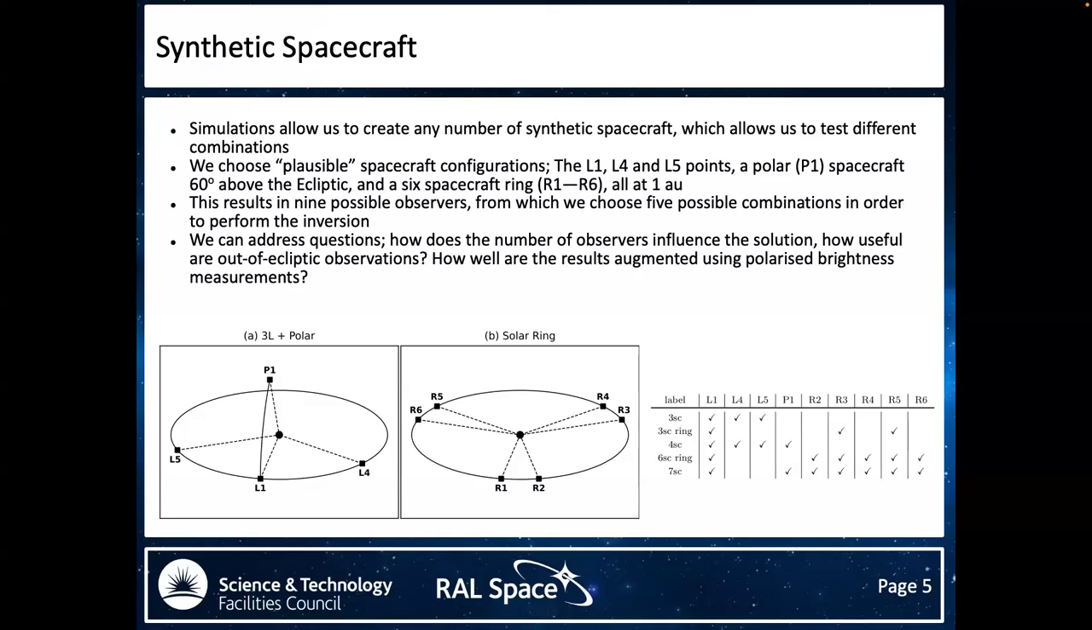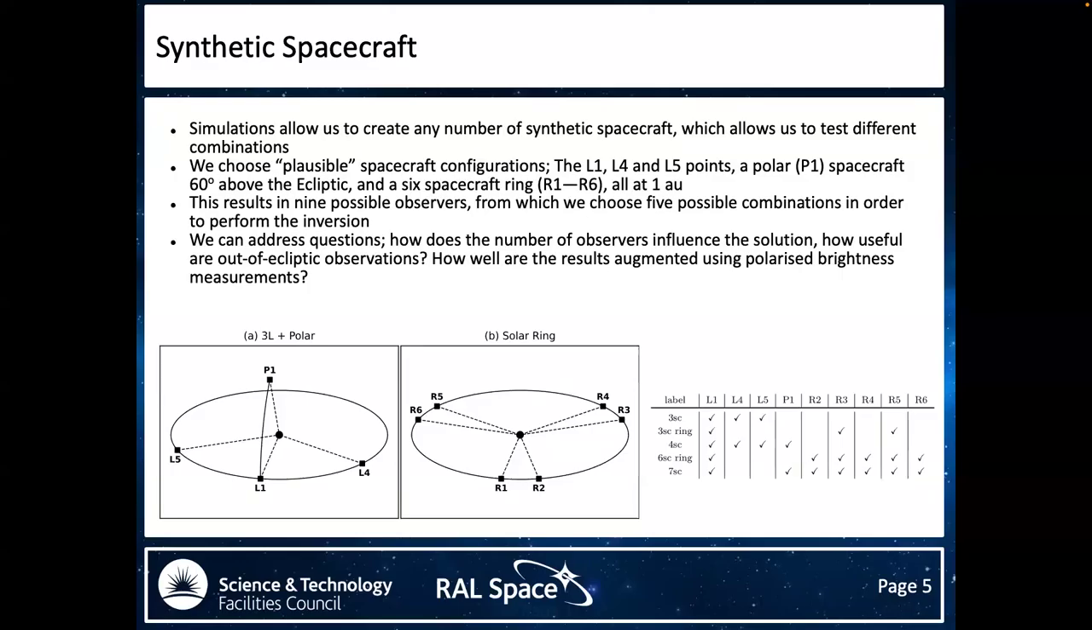The other configuration is a ring of spacecraft in the ecliptic, so a 6 spacecraft ring. In fact, in these configurations, R1 and L1 are at the same place. So effectively, we have 9 observing spacecraft. And from those 9 possible spacecraft, we choose different combinations.